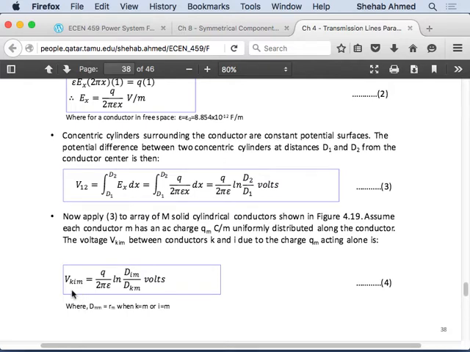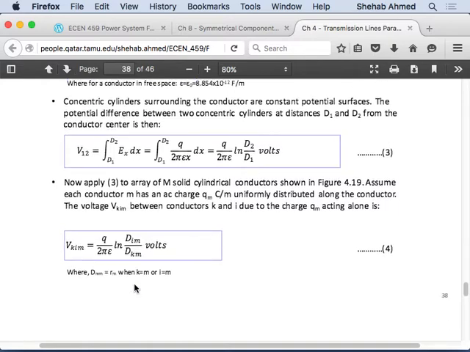So it will be Q over 2 pi epsilon natural log DIM over DKM. So what is DKM? DKM is the distance between conductor K and conductor M in space. Sometimes you will calculate DKM for the conductor itself. If M equals K, I end up with DKK. DKK is the radius of that specific conductor. If M does not equal K, it's the distance between one conductor and the next one.